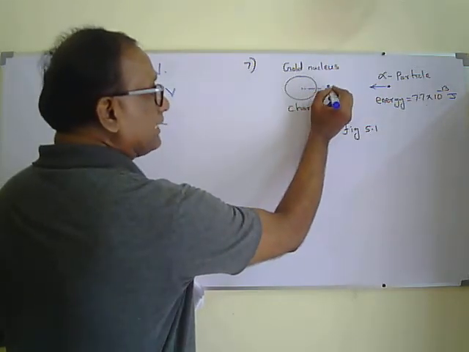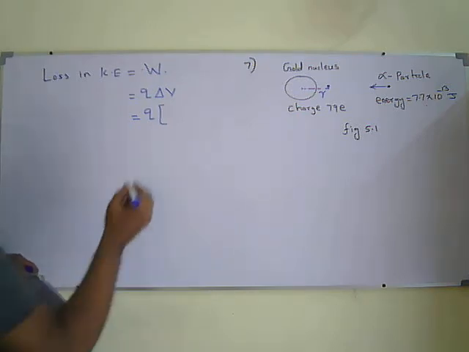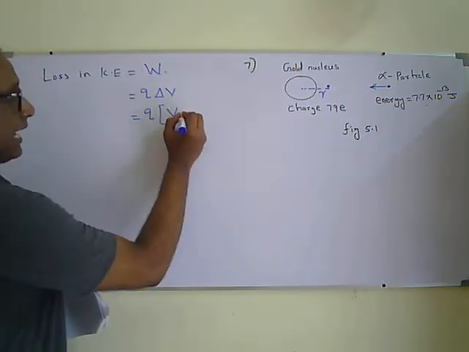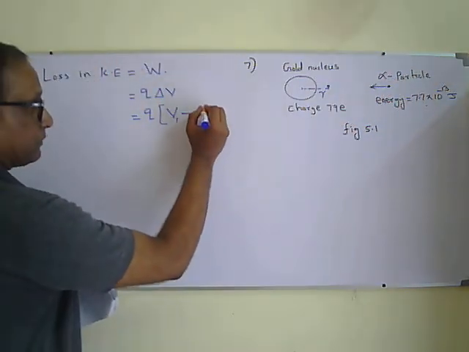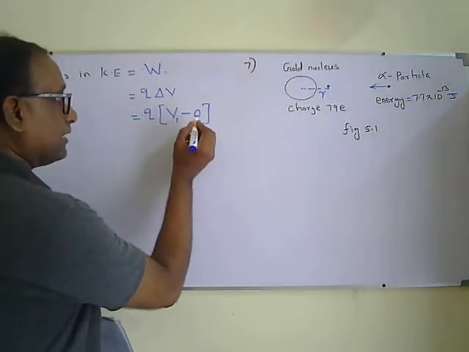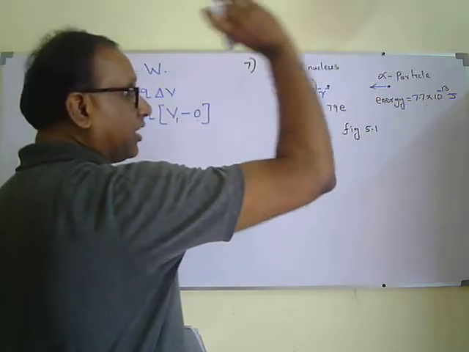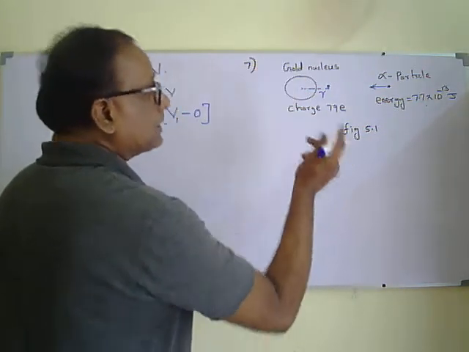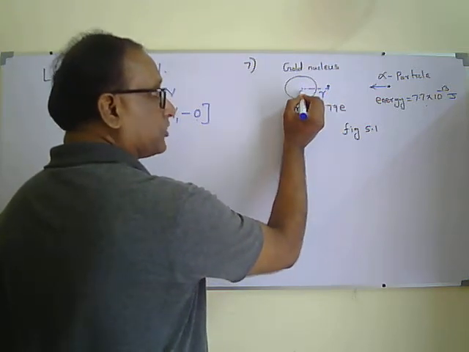At this point, the gold nucleus is creating a potential. I can say V1, that is the final point. Initially the alpha particle is at far distance, where the electric potential is 0. I told you that whenever something is moving, final potential minus initial potential gives the electric potential difference. Initial potential is 0 because it is at far distance. That word is used. So the point where the alpha particle stopped, I can say that is at a distance r from the center of the gold nucleus.